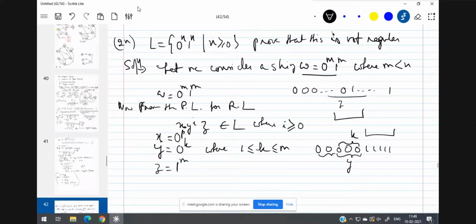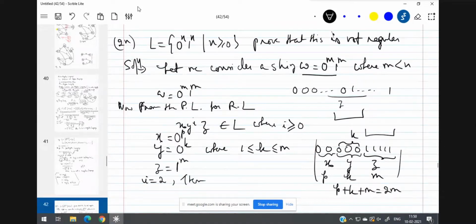I'm splitting this like this. The number of zeros in x portion is p, number of zeros in y is k, number of ones in z is m. But the length of this, p plus k plus m, should be equal to twice m as per this string length. Now let me select i is equal to 2.